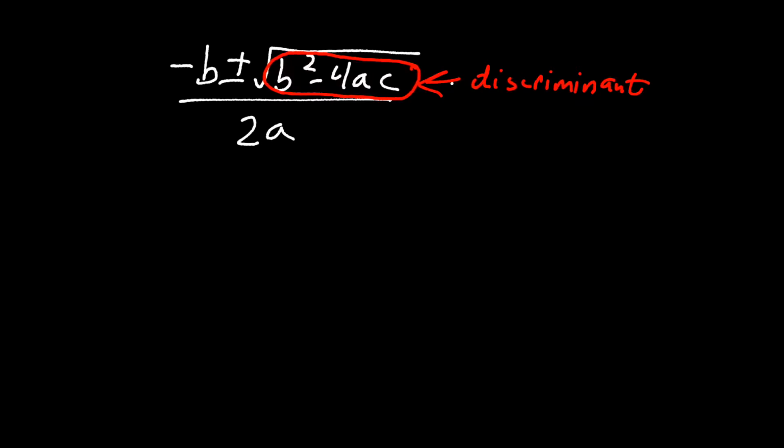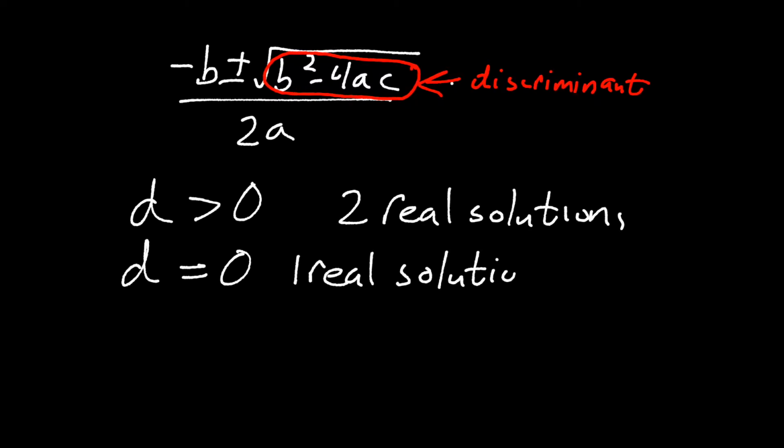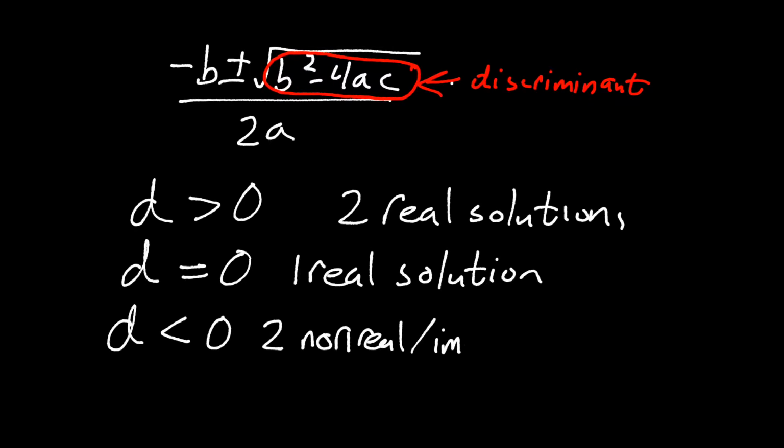If the discriminant is greater than 0, and I'm going to say D for discriminant, if the discriminant is greater than 0, you have 2 real solutions. If the discriminant is equal to 0, that means you have 1 real solution. And lastly, if you have the discriminant being less than 0, that means you have 2 non-real or imaginary solutions.